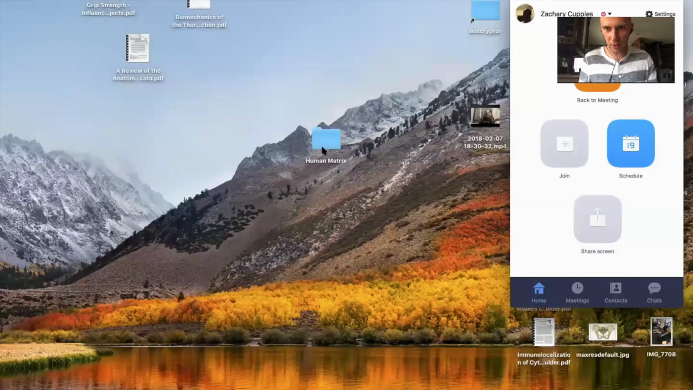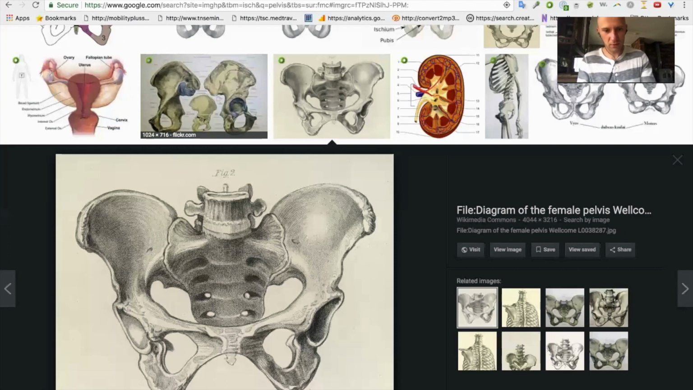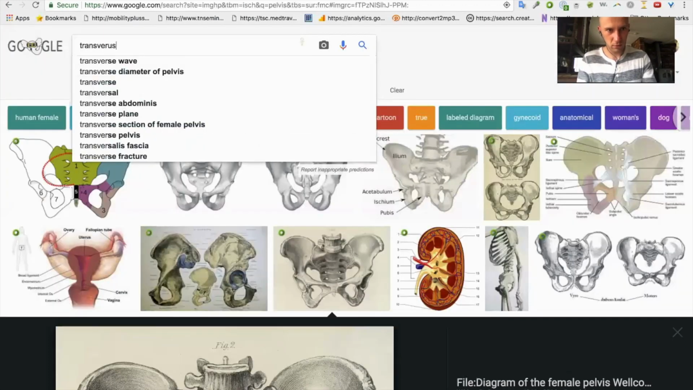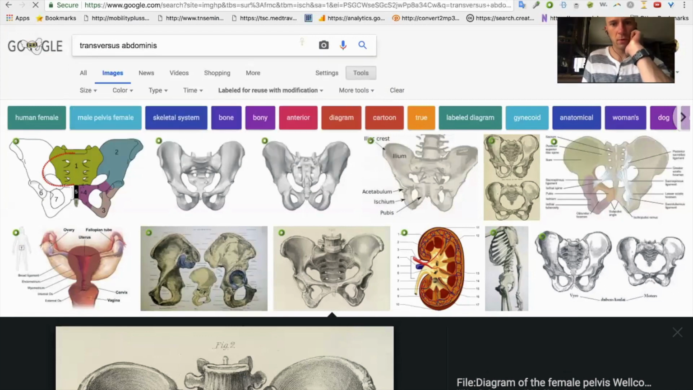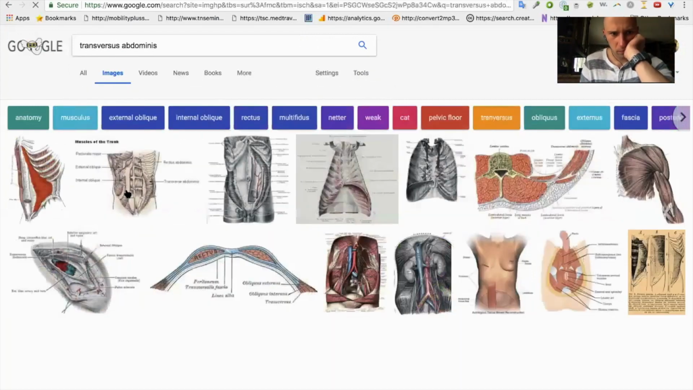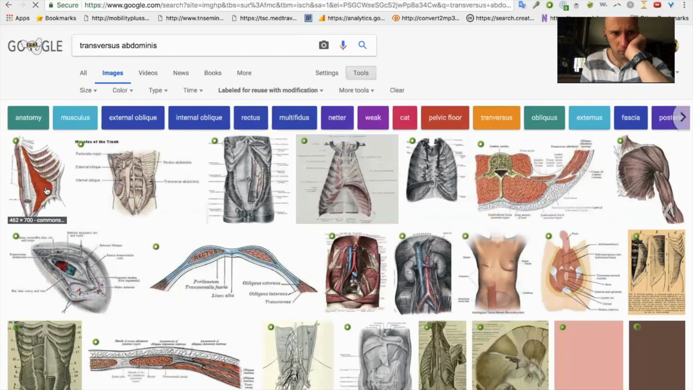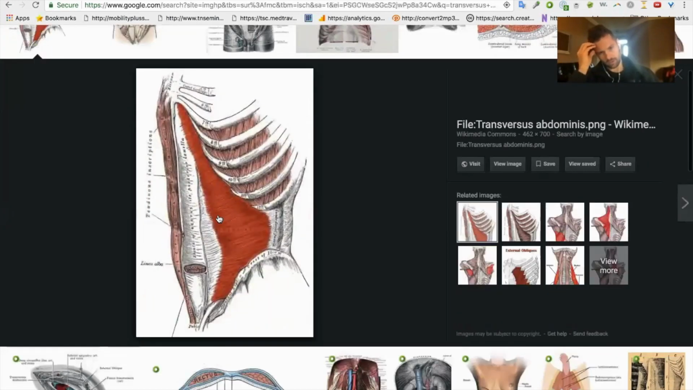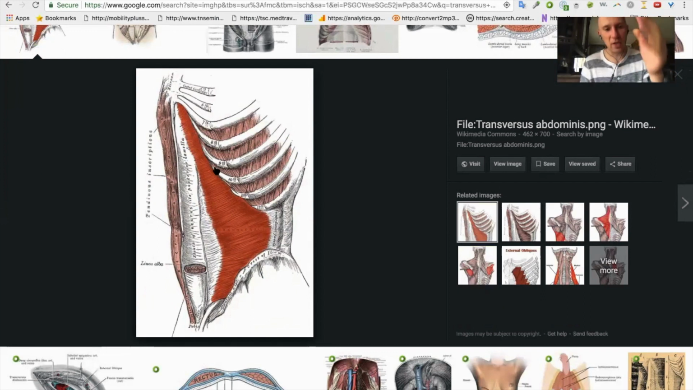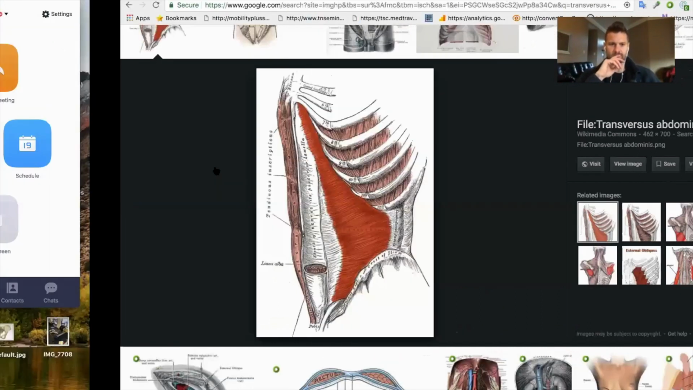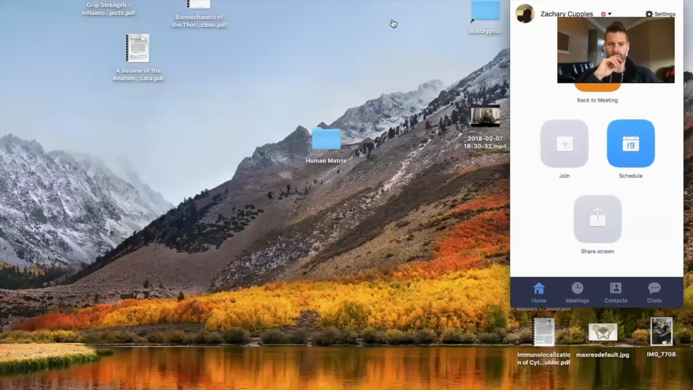Let's go back to the desktop. Let's look at transversus. Yeah, so I feel pretty comfortable with. Can you see that though? Like how this attaches on the inner aspects of the rib cage and then pulls it back, or would internally rotate the ribs? Yeah. Okay. So there's the linea alba. Okay, that's making sense. So that's contracting and then pulling.